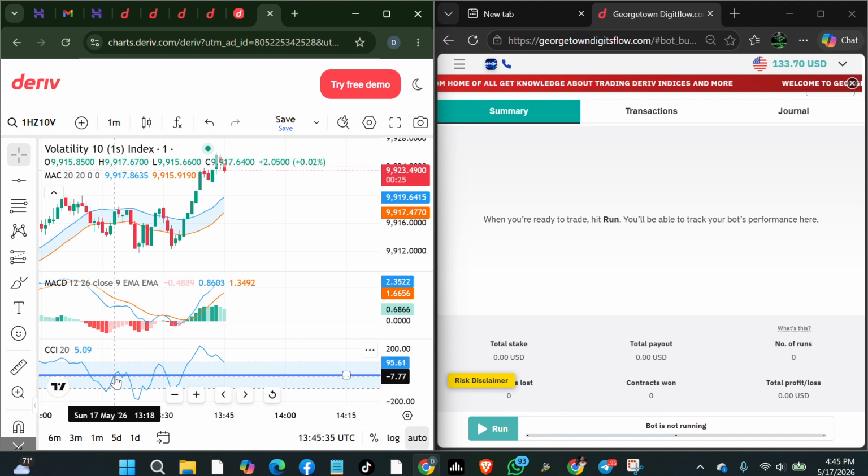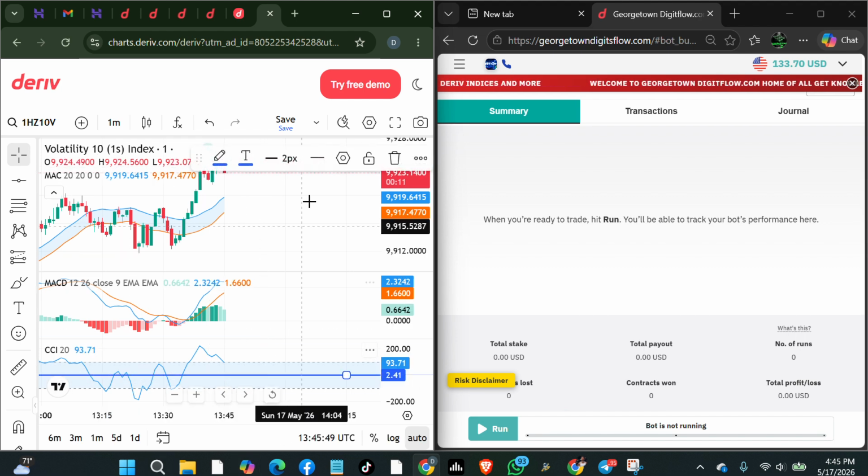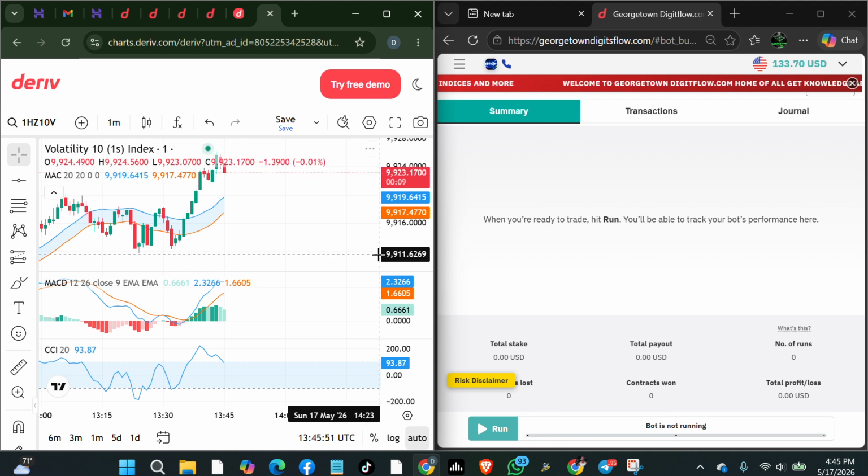So make sure that your CCI is pointing downward, and it's within this negative value, but it should not pass the oversold, because there may be something called the reversal. That's what we avoid. So you come here, let me just remove this. Okay, that's what I want whenever you want to trade the over 3. So we'll be looking at our entry points.